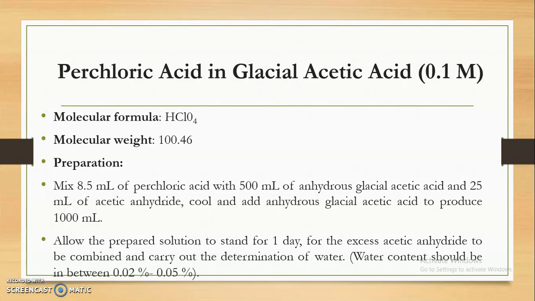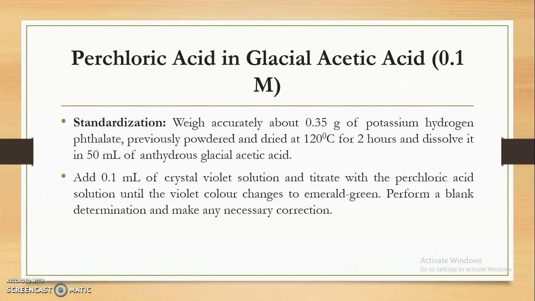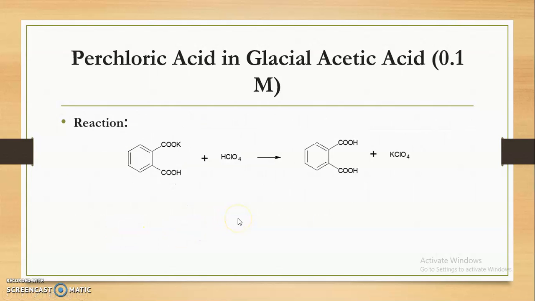Allow the prepared solution to stand for 1 day for the excess acetic anhydride to be combined and carry out the determination of water. Then for standardization, weigh accurately 0.35 gram of potassium hydrogen phthalate. Then add 50 ml of anhydrous glacial acetic acid. Add 0.5 ml of crystal violet solution and titrate with the perchloric acid solution until the violet color changes to emerald green. Perform a blank titration determination and make necessary correction.